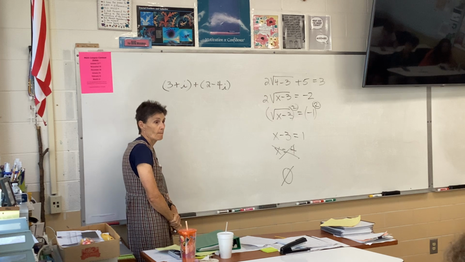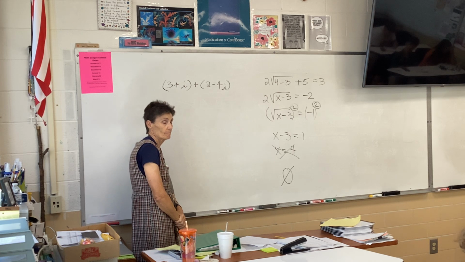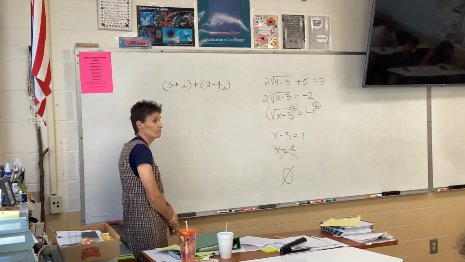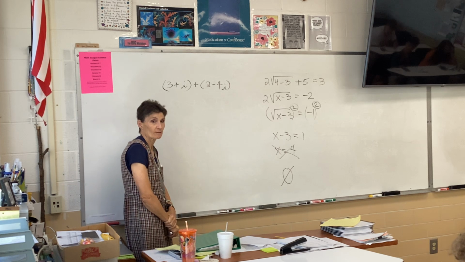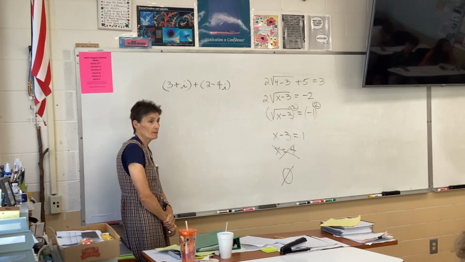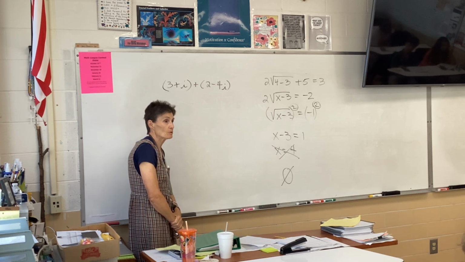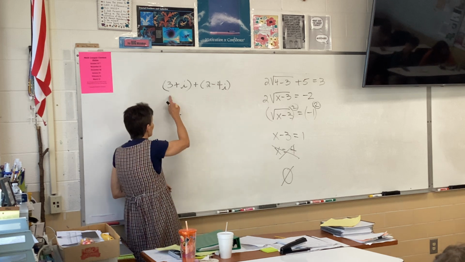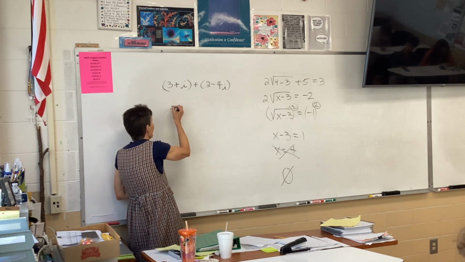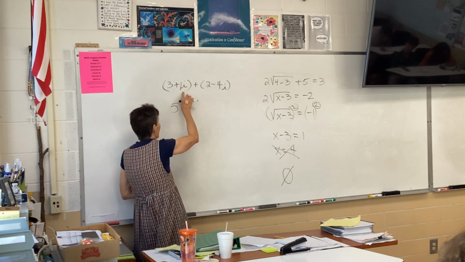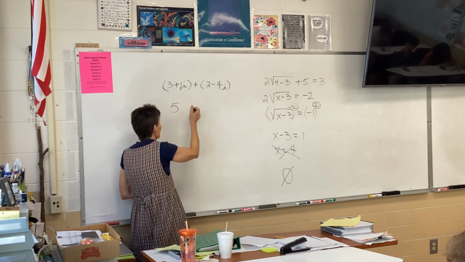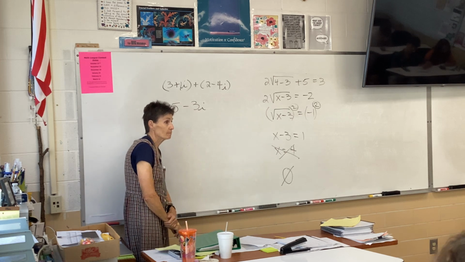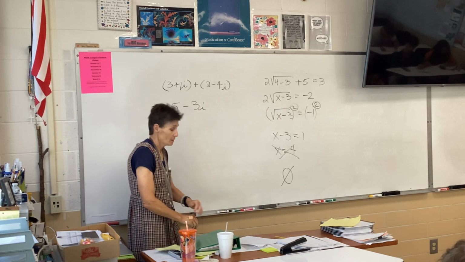Any thought? Oh, come on, somebody's got a thought. Mary? Combine like terms. Easy peasy. So 3 and 2 makes 5, and a 1i and a negative 4i makes a negative 3i. Done. That's all you have to do. Combine like terms.